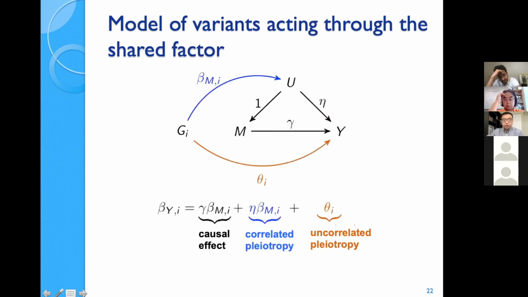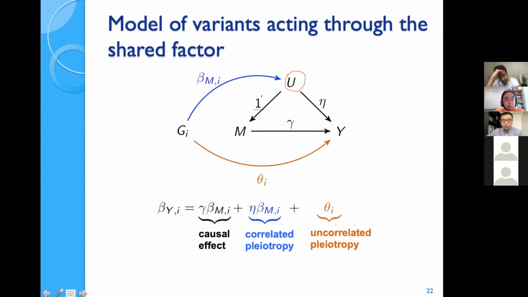So next, we model variant X through the shared factor. This one is a little more complex. We assume that now there's a shared factor U. U could affect M and affect Y. We assume the effect of U on Y is eta, a parameter that we don't know. And we assume the effect of U on M is 1.